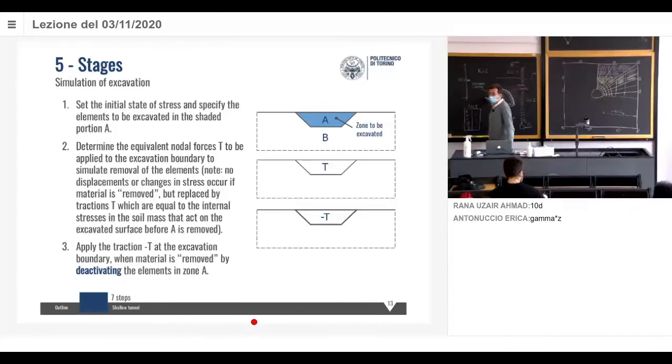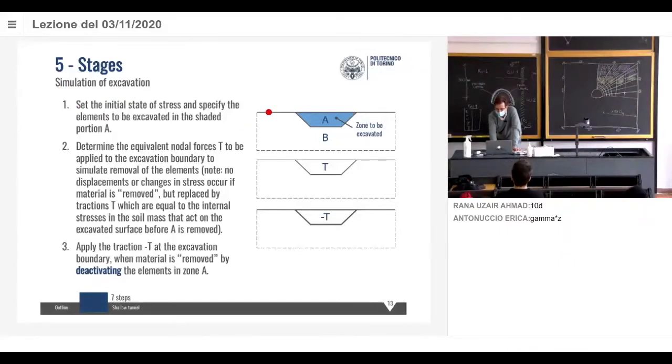So that's why this is a very, very powerful tool, because you can test a number of things that you could not do in reality, or you could do in reality, but with a cost which is enormous with respect to this. So let's go into the detail of it. Let's see, for example, the simulation of an excavation.